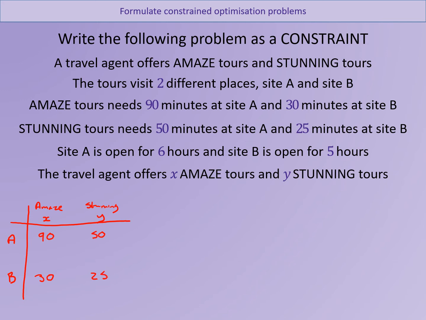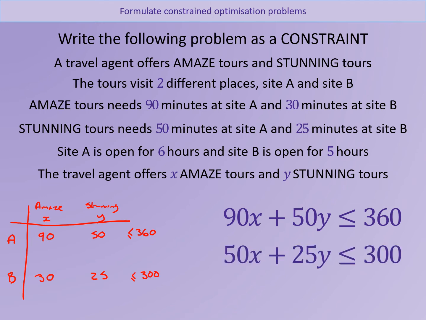The Site A is open for 6 hours, so 6 times 60 is 360. This means that the amount of time taken at Site A needs to be less than or equal to 360. Site B is open for 5 hours, 5 times 60 is 300 minutes. So the amount of time used at Site B needs to be less than or equal to 300. So that leaves us the two inequalities. 90x plus 50y is less than or equal to 360, and 50x plus 25y is less than or equal to 300.